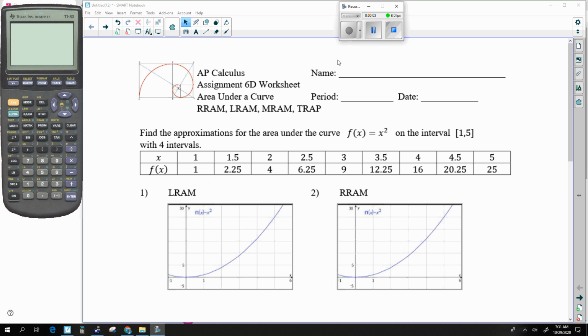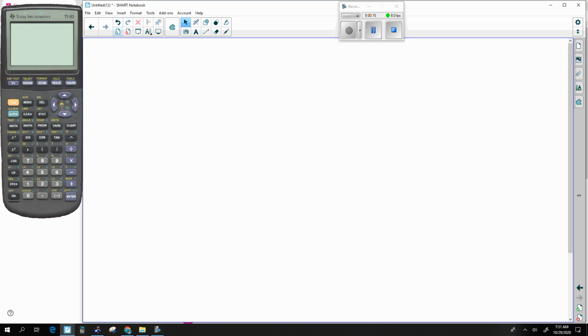All right. This is assignment 6D, and this is area under a curve. Okay, so here's in essence what we're going to be getting at eventually. Here's the grand picture and why we're doing what we're doing.